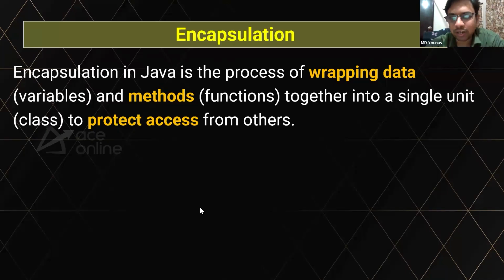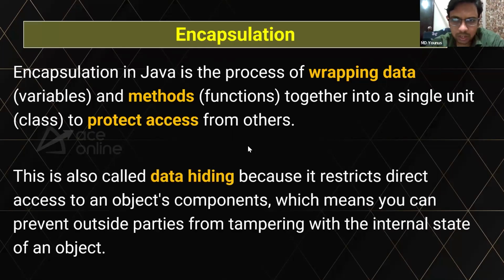see, are we following encapsulation or not? Are we wrapping our data and methods together in a single unit? And is my data protected from the others or not? Let us see. But before that, this is also called data hiding because it restricts direct access to an object component, which means you can prevent outside parties from tampering with the internal state of an object.